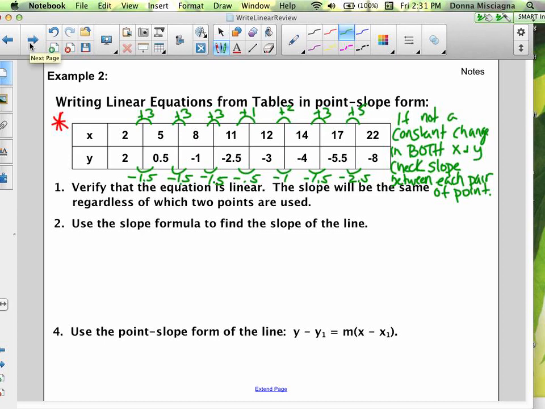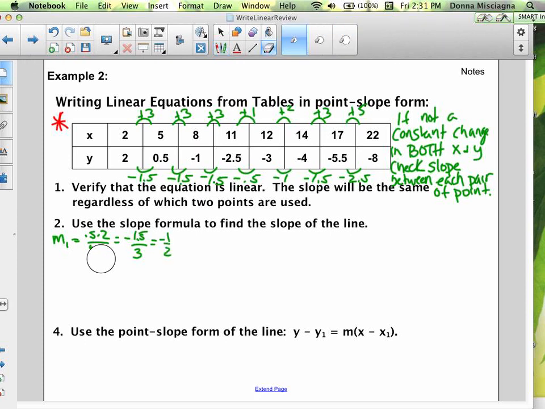All right, so our first one is slope 1. That would be 0.5 minus 2, the change in y, over the change in x, 5 minus 2. That's going to give us negative 1.5 divided by 3, which is the same as negative 1/2. 1.5 is half of 3. So that's going to be negative 1/2. And let's write this correctly, 5 minus 2.